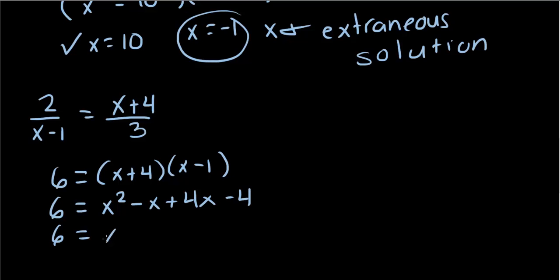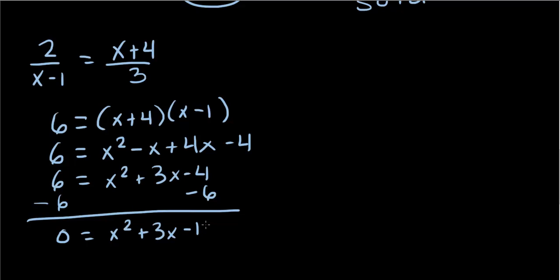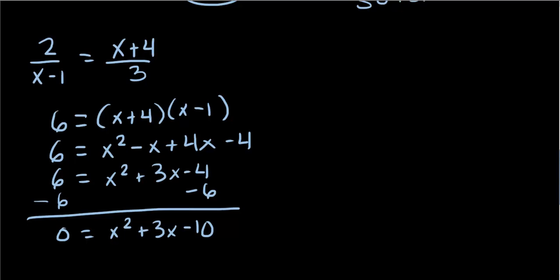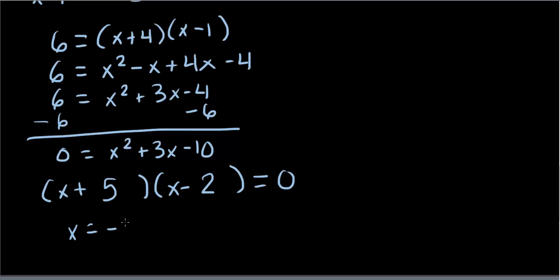So this is 6 equals x squared plus 3x minus 4. Just like in the previous example, this is a quadratic equation, so I want to make it equal to 0, so I'm going to subtract 6 from both sides. And that's going to give me 0 equals x squared plus 3x minus 10. After this, we have to factor. So we're looking for factors of negative 10 whose sum is 3. So I know that one of them is going to be positive and the other one negative, because that is the only way that I can end up with a negative product. And it's going to be 5 and negative 2. We make each equal to 0. So this means x equals negative 5, and this means x equals 2.